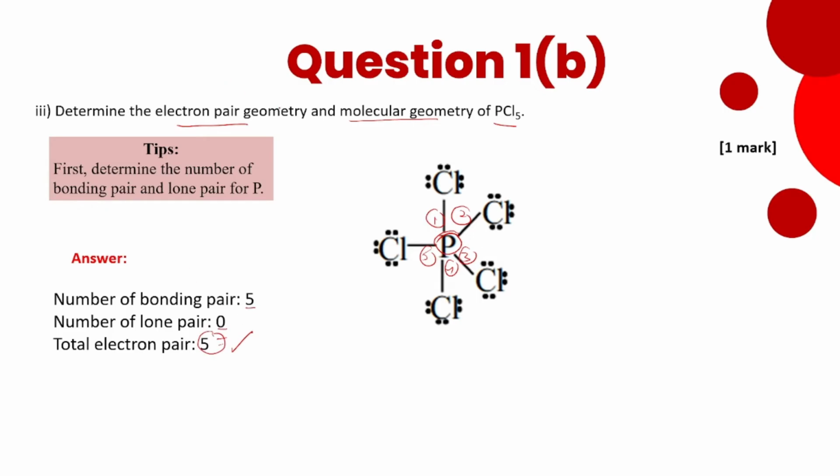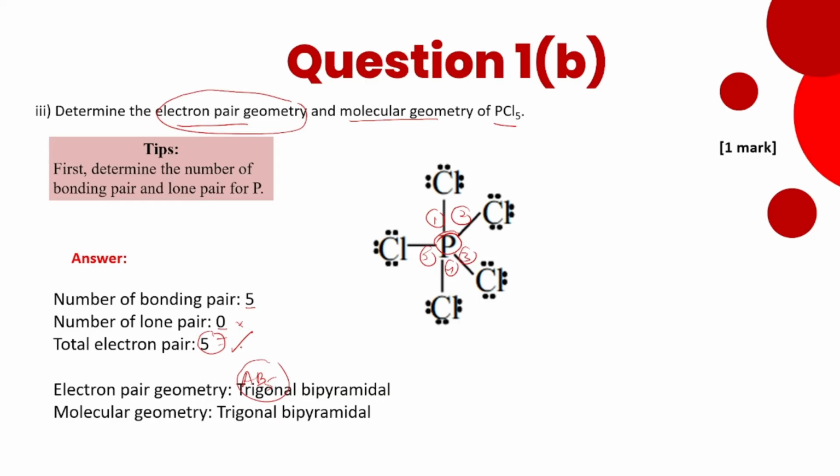Hence, the electron pair geometry, when it is 5, which is AB5, will be trigonal bipyramidal. And at the same time, since it is AB5 without any lone pair, the molecular geometry is going to be trigonal bipyramidal as well.